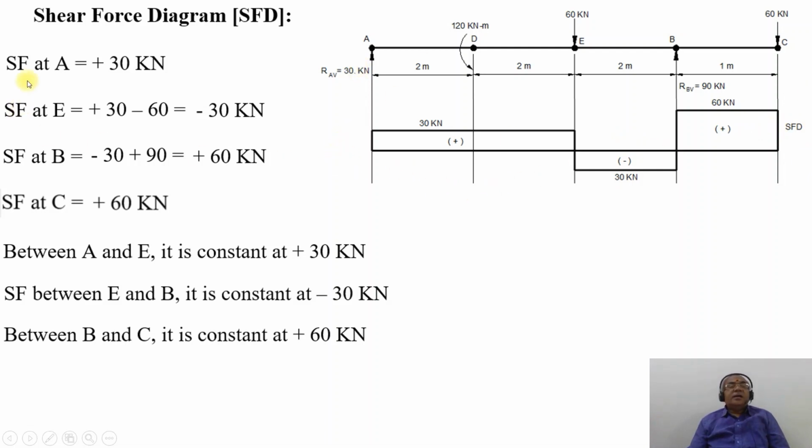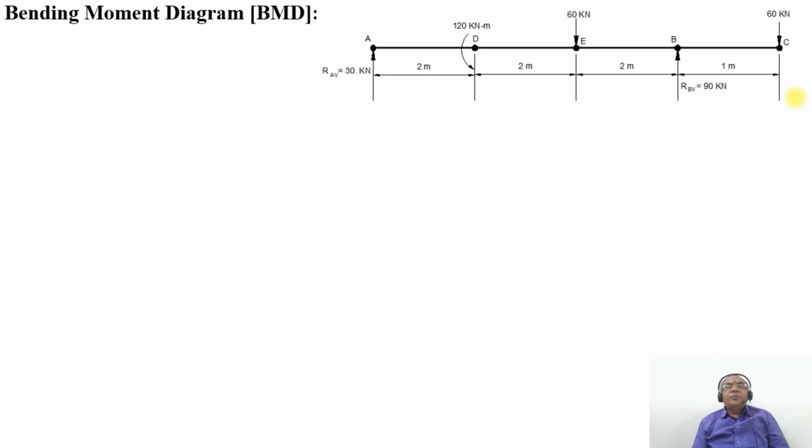If you can see here, SF at A is 30 kilonewton. Between A and E, it remains constant at 30. SF at E becomes minus 30 kilonewton. Between E and B, it is minus 30. SF at B, due to the 90 kilonewton reaction, becomes positive. Between B and C, it remains constant at 60 kilonewton, and SF at C will be equal to 60 kilonewton. Now we are going to consider the bending moment diagram.